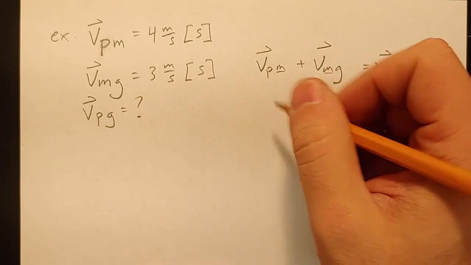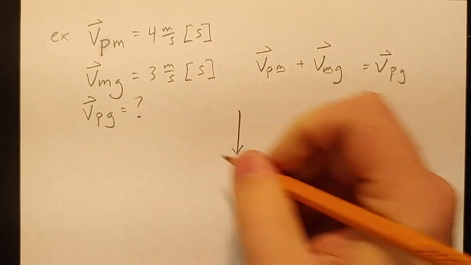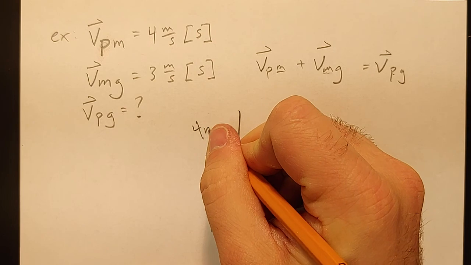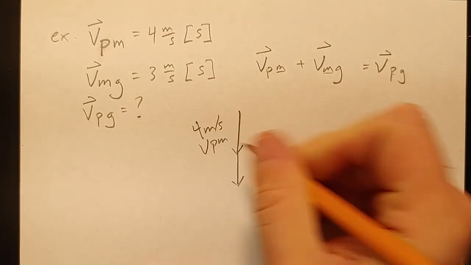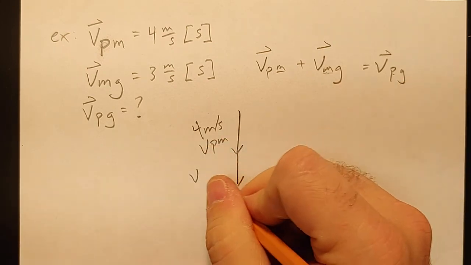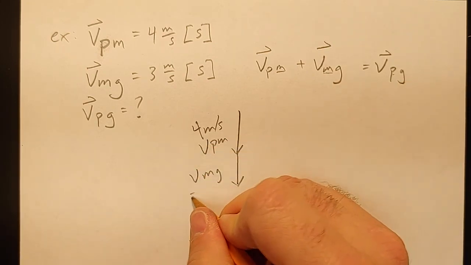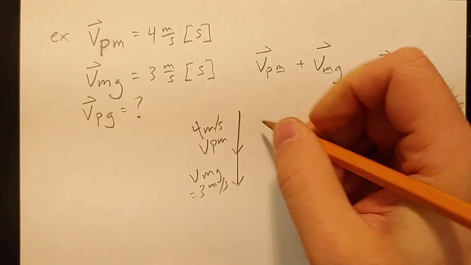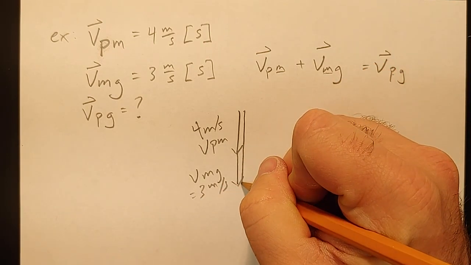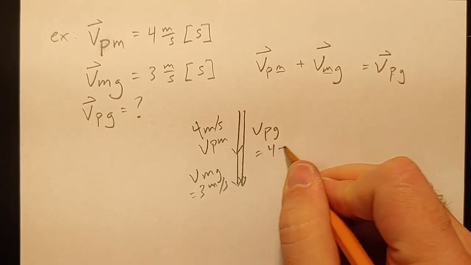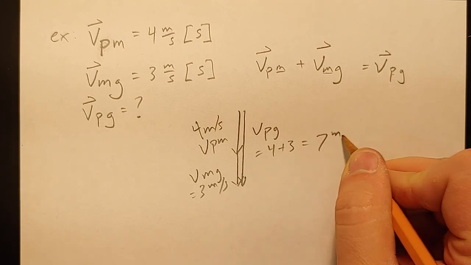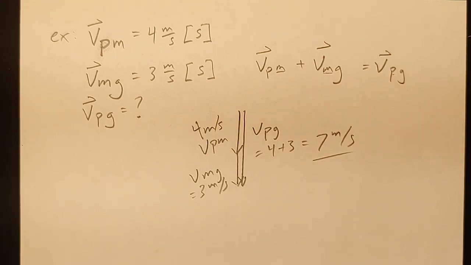If we draw that as a tip-to-tail diagram, 4 meters per second was VPM. We connect that tip-to-tail to VMG, which was 3 meters per second. And then the resultant from the beginning to the end is VPG. It's going to be 4 plus 3, which is 7 meters per second, which is what we saw in the video. It looked like she was going 7, like we had to combine those two velocities together.